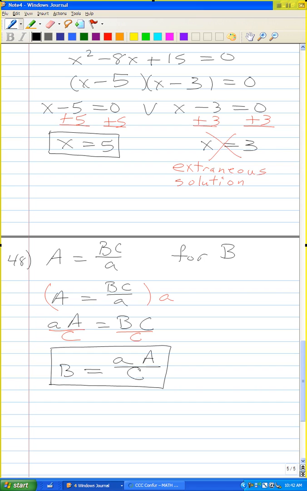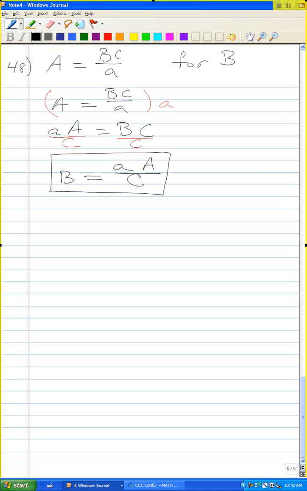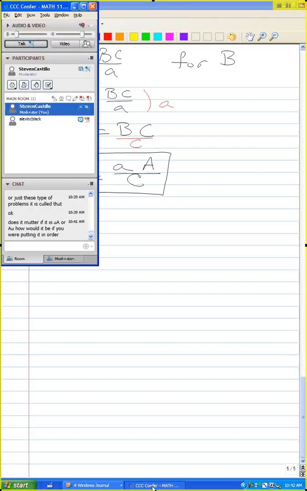Let me do problem number 50. Yeah, no, it does not matter. So in multiplication, it doesn't matter if you write a little times capital A, or capital A times little a, or big capital B times little b, or little b times capital B. Doesn't matter.